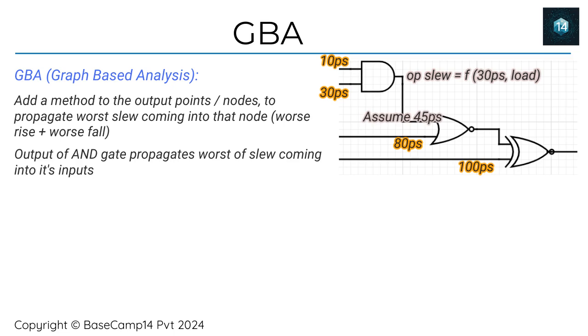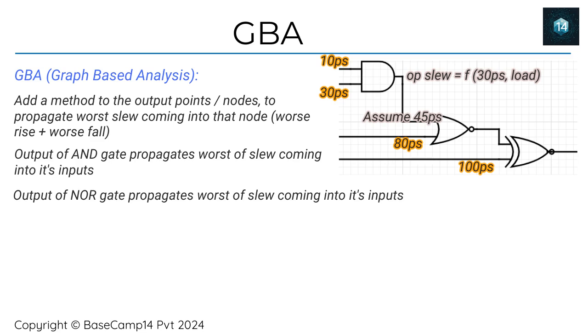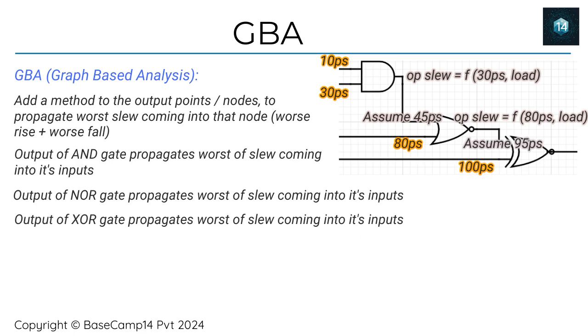NOR gate cell delays are computed using 45 ps and 80 ps. But 80 ps is propagated outside. Let's say that results in 95 ps slew on one of the XOR inputs. Now, XOR delays are computed using 95 ps and 100 ps. But 100 ps is propagated out.